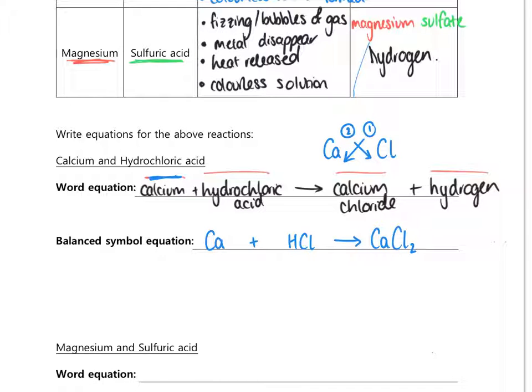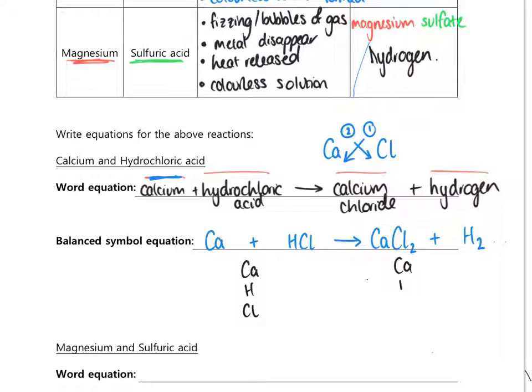Plus hydrogen. Now you might be tempted to just write hydrogen as H. But remember, hydrogen is one of our diatomic elements, and so we need to write it as H2. You need to remember that, otherwise the balancing of your equation is going to go wrong. So we now need to balance it, and in order to do that we make a list of what elements we have on each side of the equation. So we have calcium, we have hydrogen, and we have chlorine.